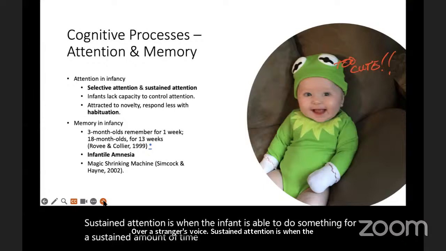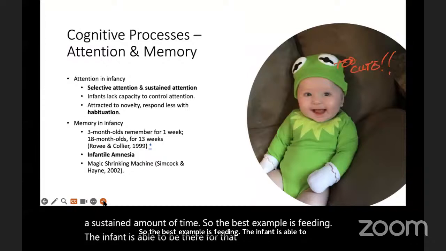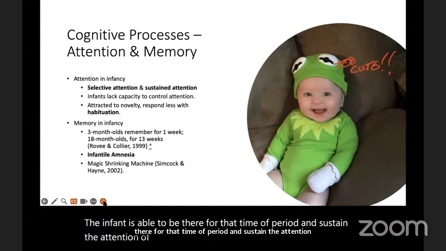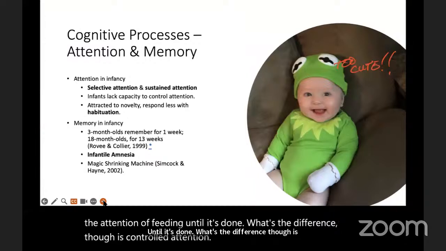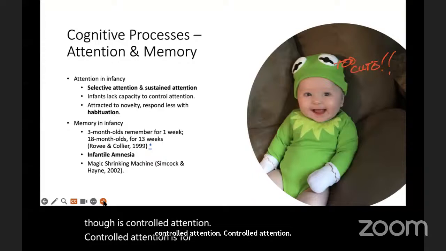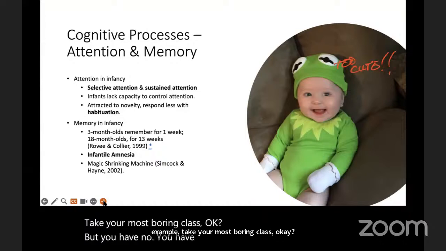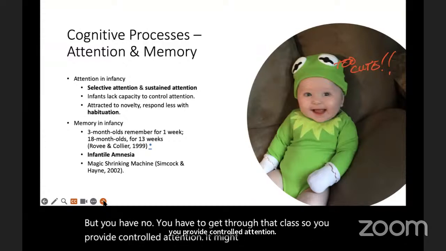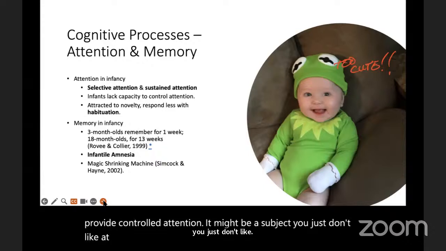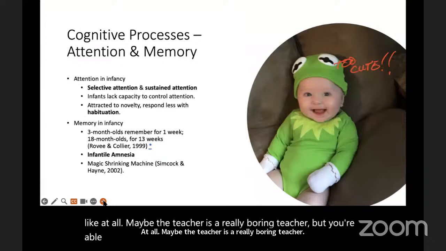The best example is feeding. The infant is able to be there for that period of time and sustain the attention of feeding until it's done. What's the difference, though, is controlled attention. Controlled attention is, for example, take your most boring class. But you have to get through that class, so you provide controlled attention. It might be a subject you just don't like at all. Maybe the teacher is a really boring teacher, but you're able to have that controlled attention because you have to get through that class, if that makes sense.